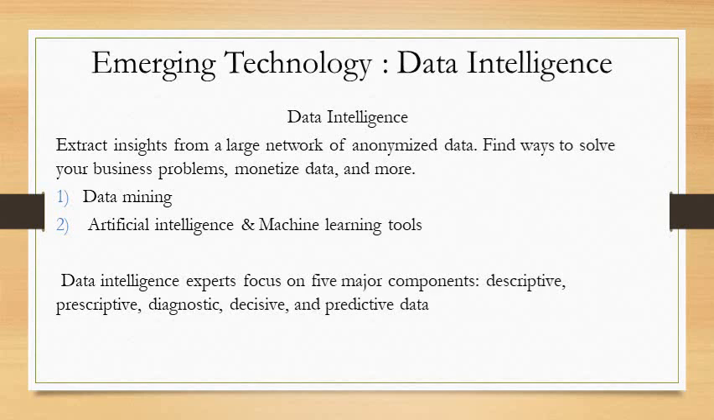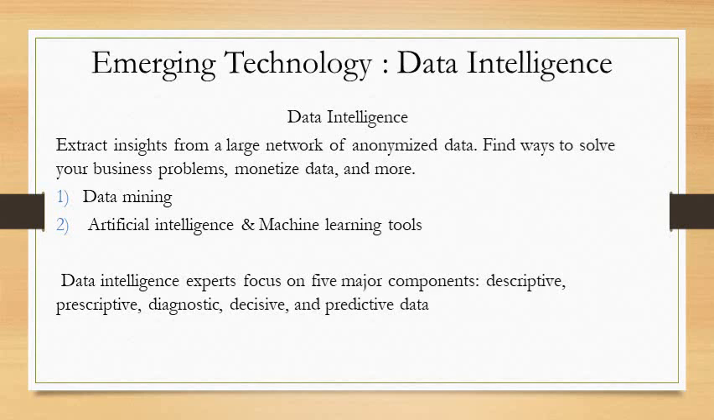The next emerging technology is data intelligence. Data intelligence extracts insight from a large network of anonymized data, finds ways to solve your business problems, monetize data, and more. It basically involves two tools. One is data mining, and the second is artificial intelligence and machine learning tools. Data intelligence experts focus on five major components: descriptive, prescriptive, diagnostic, decisive, and predictive data. Let's go in short through all these terms.